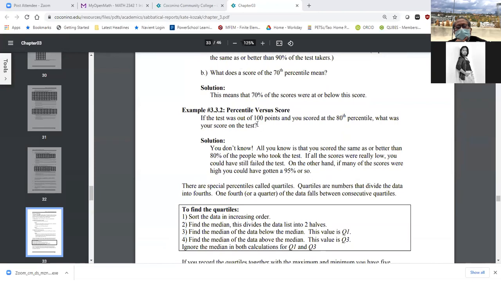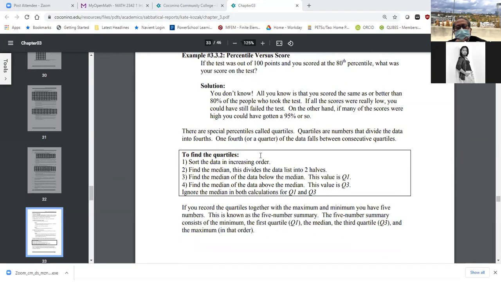So if the test was out of 100 points and your score was at the 80th percentile, what was your score on the test? Of course you don't know, right? But you can use the percentile to see which score it will be.